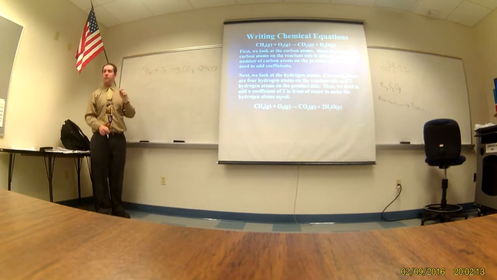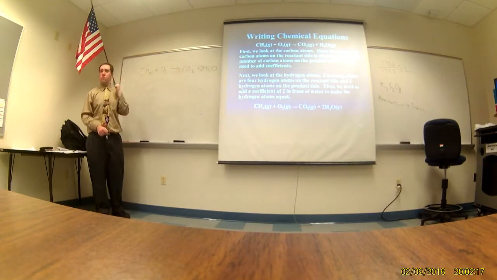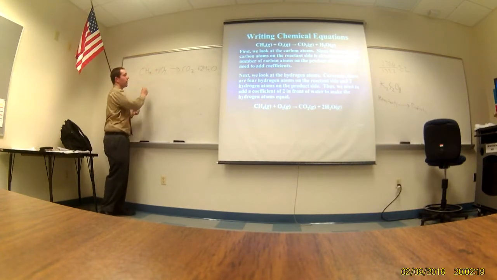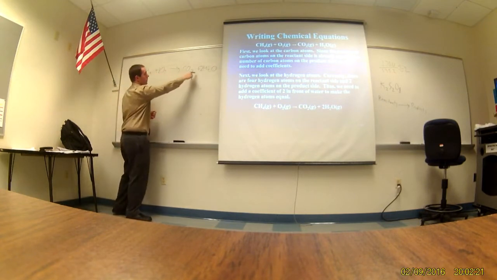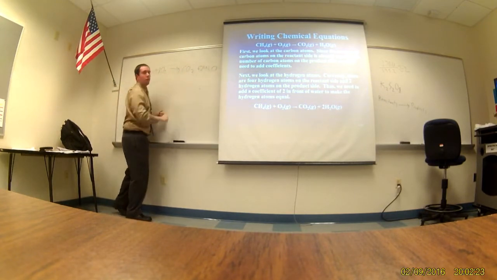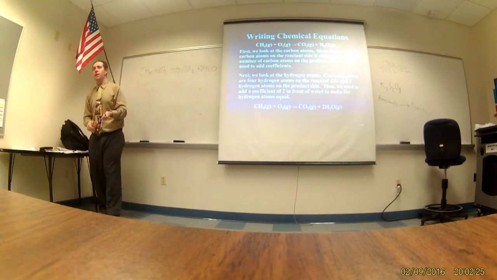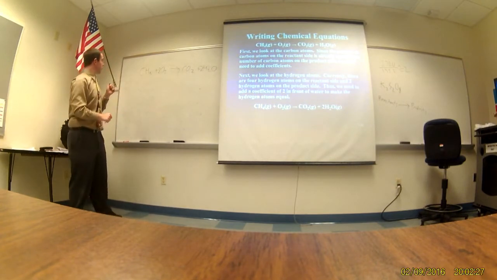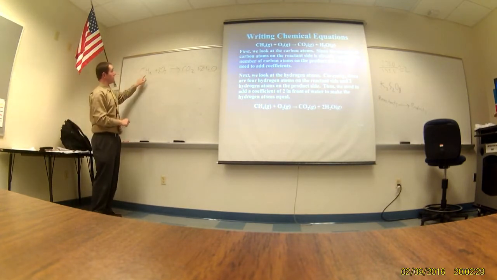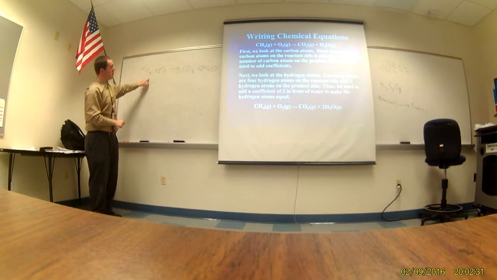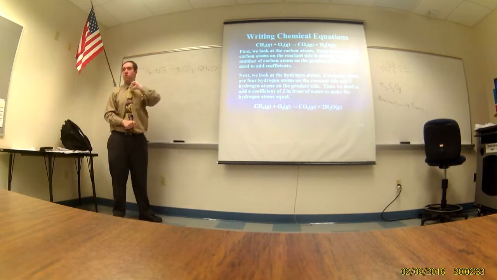Am I balanced? I have 4 on the right. How many do I have on the left? I have 2 on the left. So what can I do? Add 2. I can put a 2 there. Now I have 4 and 2 is 4. My oxygens are balanced. Are my hydrogens balanced? Yes. I have 4 and I have 2 times 2 is 4.